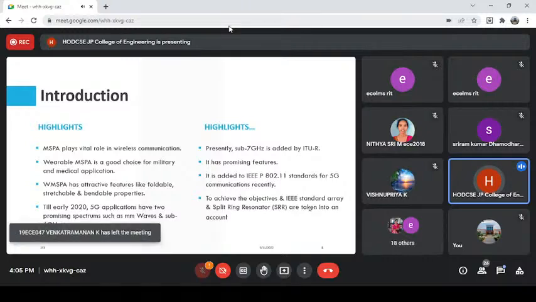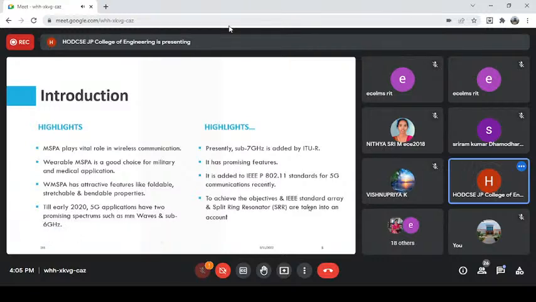In this research work, the proposed wearable microstrip patch antenna is going to work efficiently in both sub 6 and sub 7 gigahertz frequency bands according to the IEEE standard. The proposed simulated and fabricated wearable microstrip patch antenna resonated at two different frequencies, 3.74 gigahertz and 5.3 gigahertz, with a good return loss.